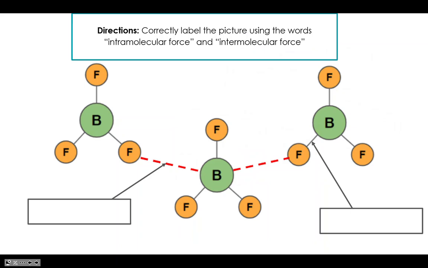Alright, so you could easily be given a diagram here, and like I said before, the red dashed line, which one is that one going to be? This one would be the intermolecular force, like so. Whereas the bold line here between the boron and the fluorine, that one would be considered intra, or a full-out bond. That would be a polar covalent bond. If you look at the electronegativity differences between boron and fluorine there, it would be greater than 0.5 and less than 1.8.